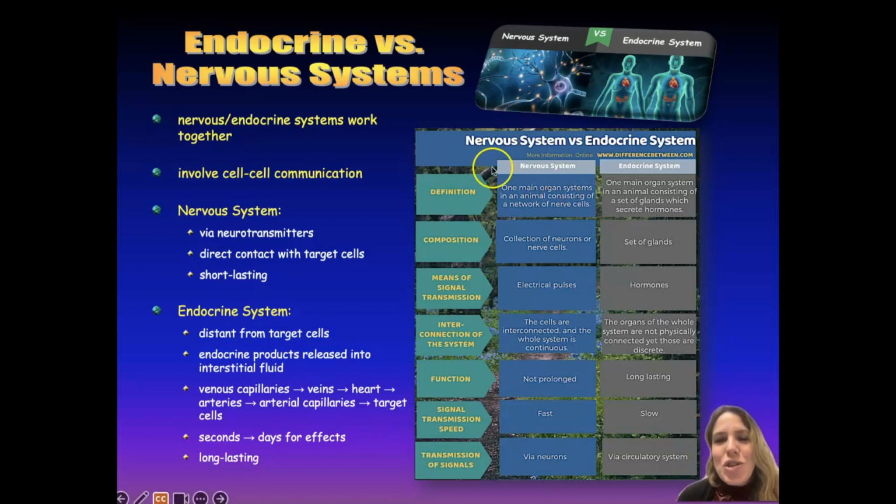So if you look at this little chart here, it gives you a nice comparison between the nervous system and the endocrine system in terms of the definition, the composition. So for example, the nervous system is a collection of neurons, whereas the endocrine system is a collection of glands. In terms of how these chemical messengers are transported, the nervous system uses electrical impulses, whereas the endocrine system uses hormones. Again, the nervous system is fast, the endocrine system is slow, but longer lasting. So it's always an interesting study to study the difference between these two systems in terms of their overall effect on regulating homeostasis in the body.